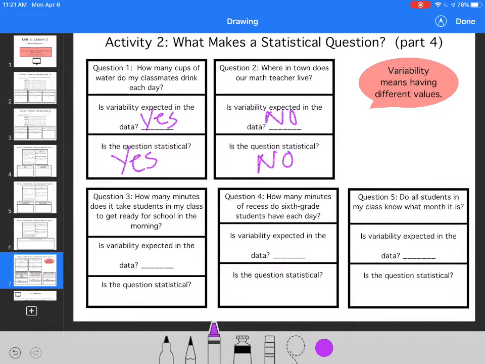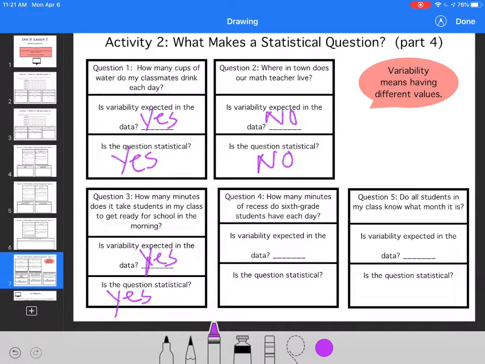How many minutes does it take students in my class to get ready for school in the morning? Well, for some of you, you put on makeup and do your hair really nice and pick out special clothes. And then some of you are more low key and you just come on out, you're dressed, you're clean, you're ready to go. So I would say yes. So is this question statistical? Yes, because we would have different numbers and we would have to ask a lot of different people.